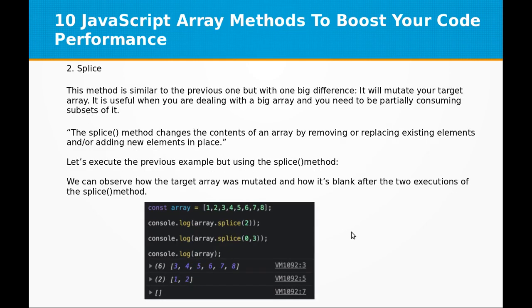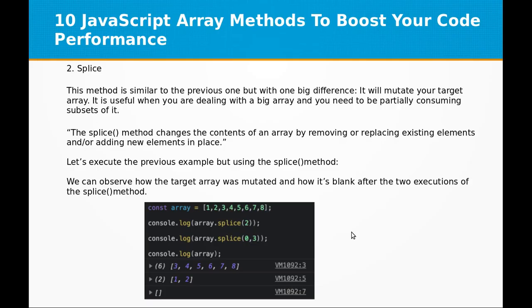The next one we will be looking at is splice. This method is similar to the previous one, but with one big difference. It will mutate your target array. It is useful when you are dealing with a big array and you need to be partially consuming subsets of it. The splice method changes the contents of an array by removing or replacing existing elements and or adding new elements in place. Let's execute the previous example but using the splice method. We can observe how the target array was mutated and how it's blank after the two executions of the splice method.